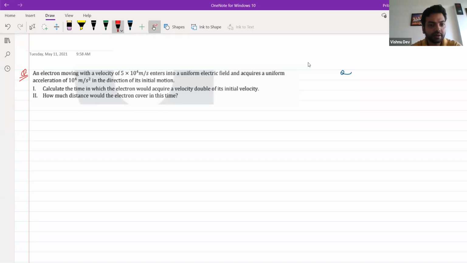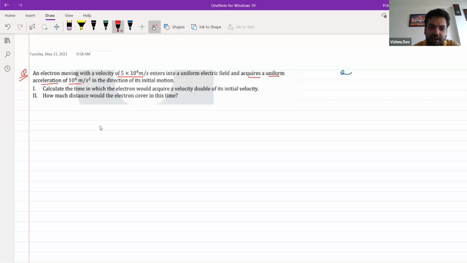Okay, first one, time 5 seconds. Okay, so let's go through what all information we have here. An electron moving with a velocity of this much enters into a uniform electric field. Whatever it does, wherever it goes, it's written that it acquires a uniform acceleration of this much.